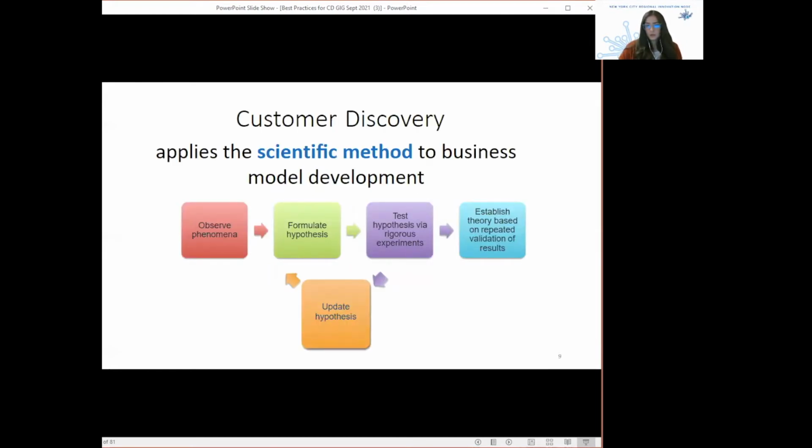So I mentioned earlier that you're making changes based on data. And that's because what we're doing is applying the scientific method to business model generation. Customer discovery is actually just a series of experiments. You'll start with an observation, which you likely had before coming into this course, then form a hypothesis, test it, establish a theory based on patterns that you're seeing in the experiment. And all of this is happening while accounting for and adjusting for hypothesis updates, or what we call pivots.